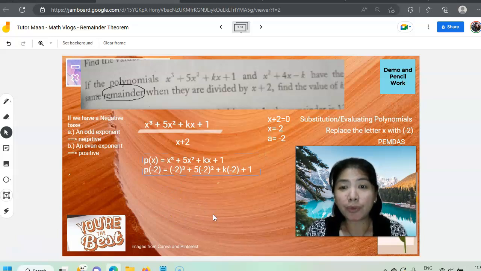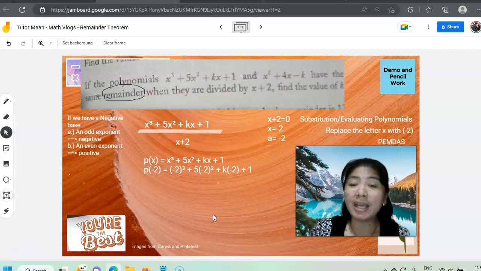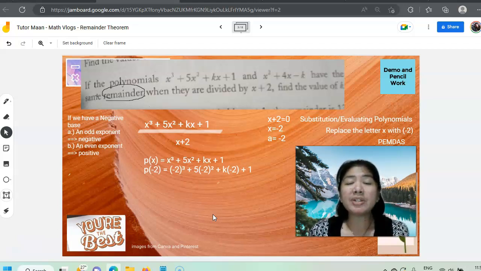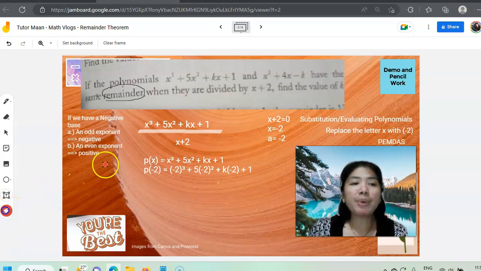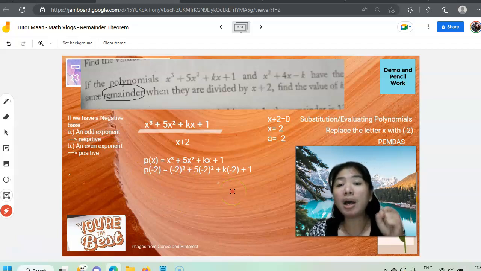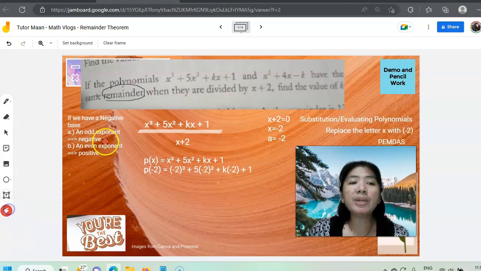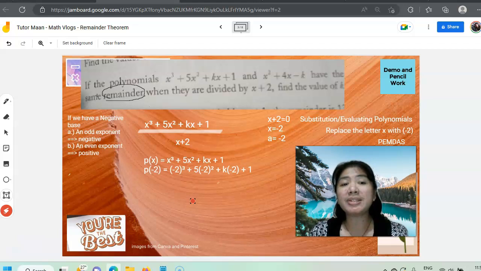Now we are going to compute the first term. What did you notice? Yes, we have a negative base. There are two things that can happen for a number in exponential form with a negative base. We can have a positive standard form or a negative standard form. If the exponent is an odd exponent, like this one, where odd numbers are 1, 3, 5, 7, 9, then the answer is negative. The standard form is negative.